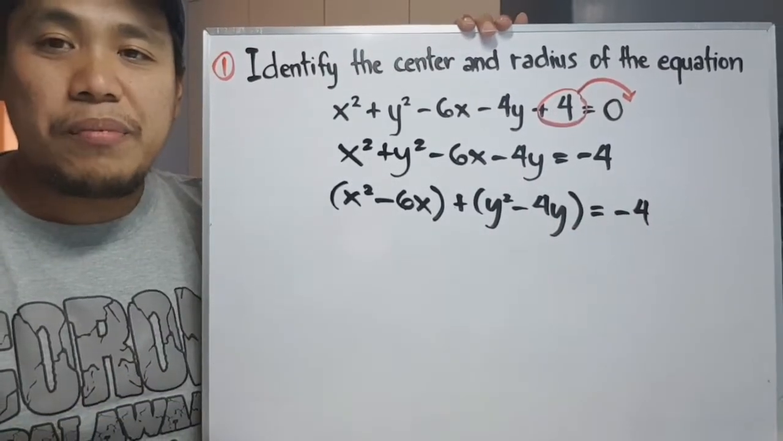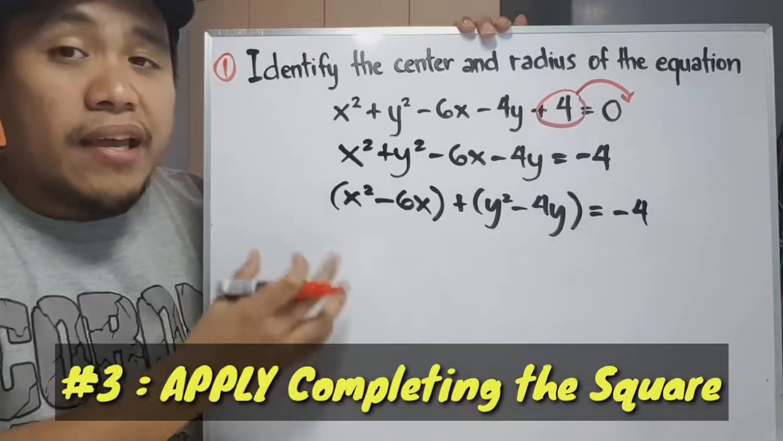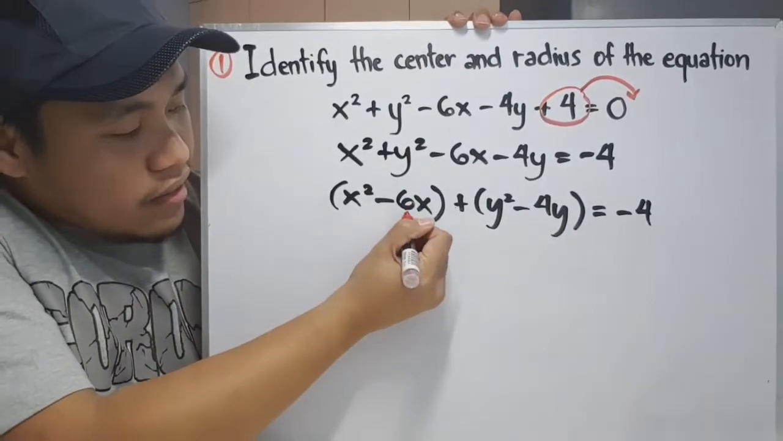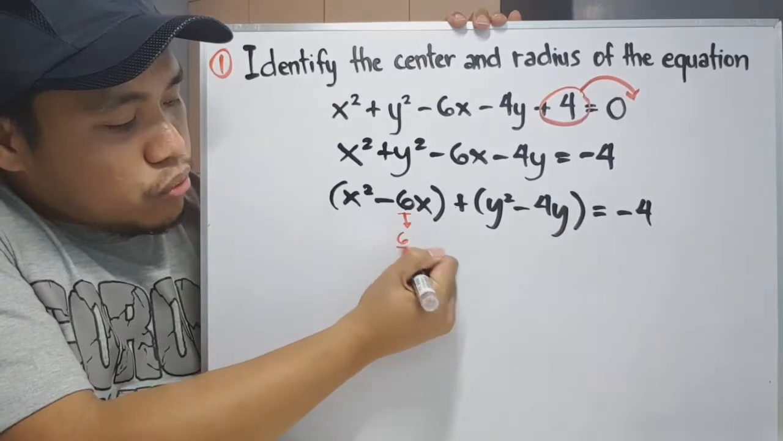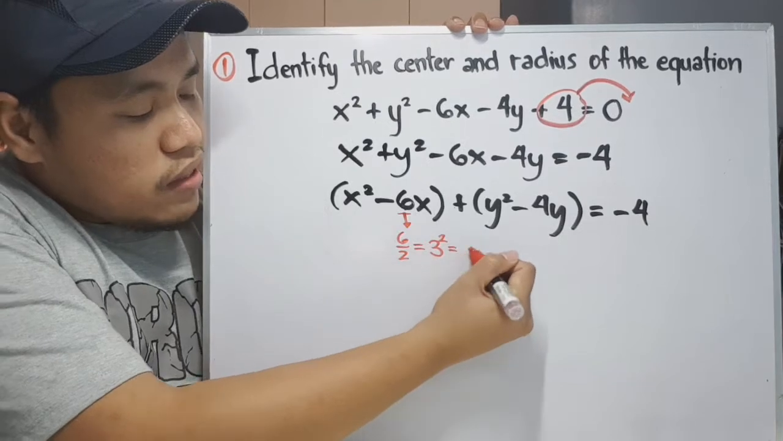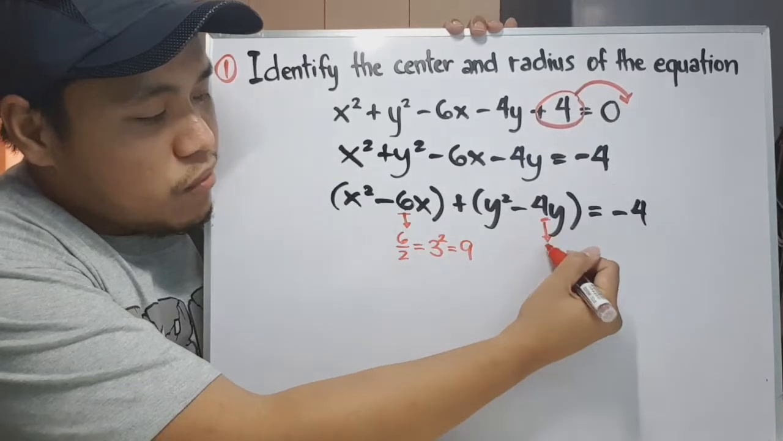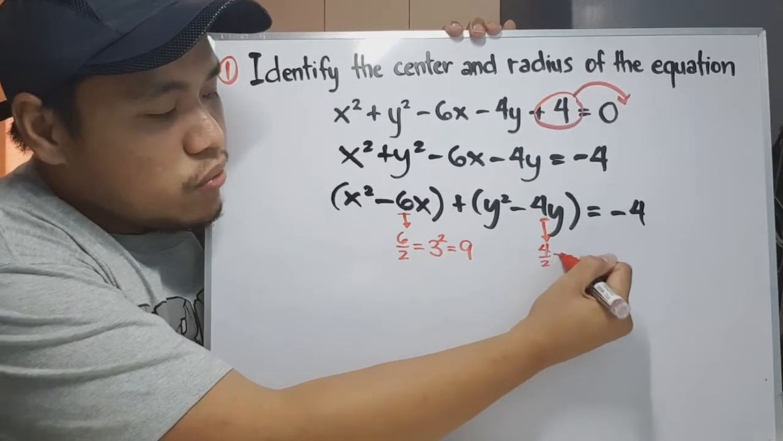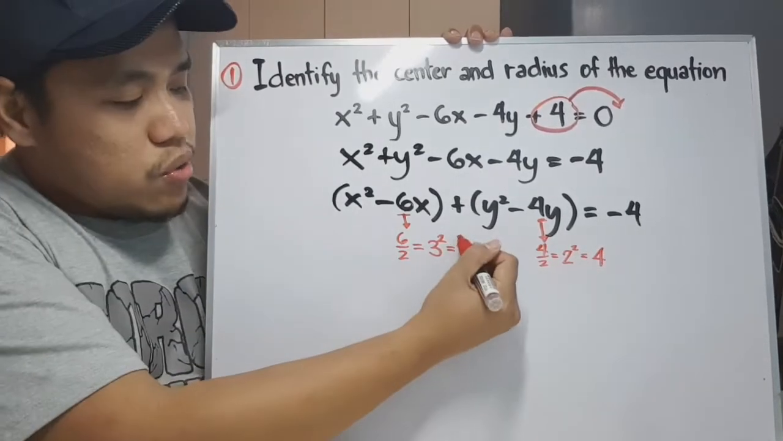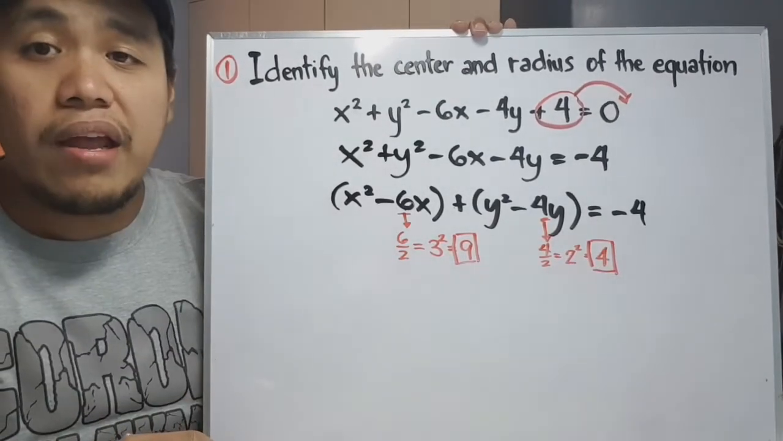Now, after we regroup them, we have to add a third term to our given groups to make it a complete perfect square trinomial. To do that, we need to divide the linear term by 2. So 6 divided by 2, the answer is 3. Then when we square it, the answer is 9. Then do the same with the 4, which is the linear term of y. So 4 divided by 2, the answer is 2. Then when we square it, the answer is 4. So we now have the two numbers that we're going to add to both sides of our given equation.